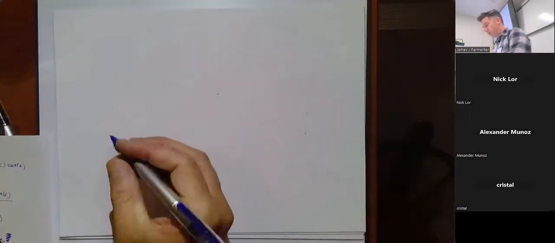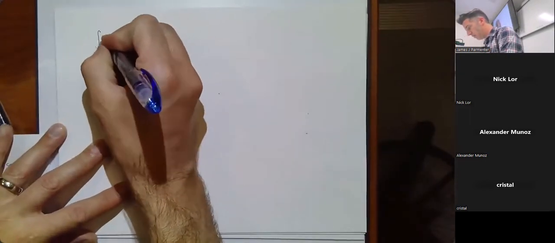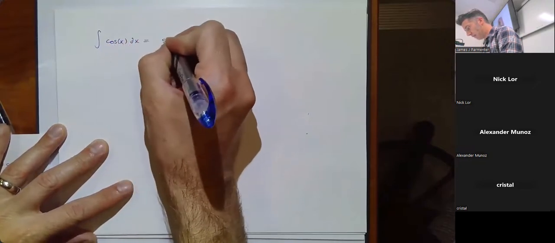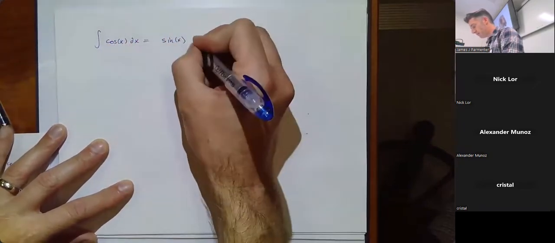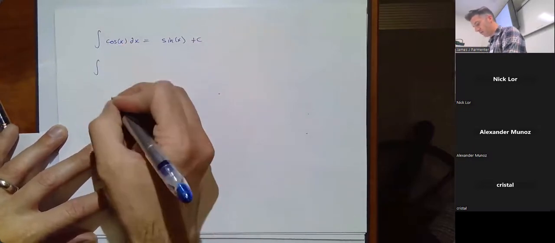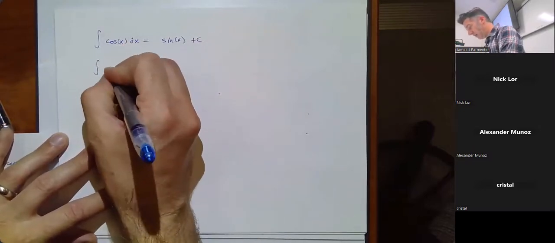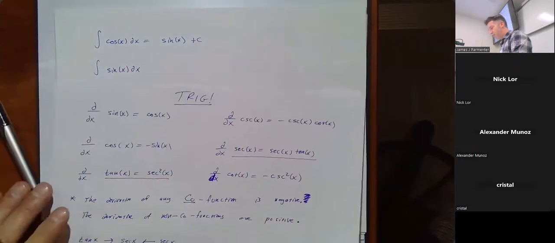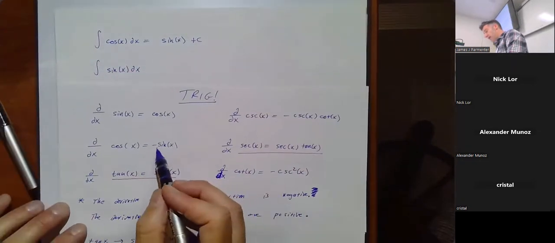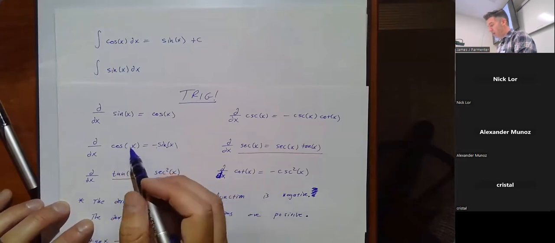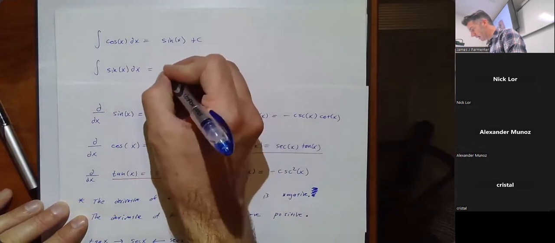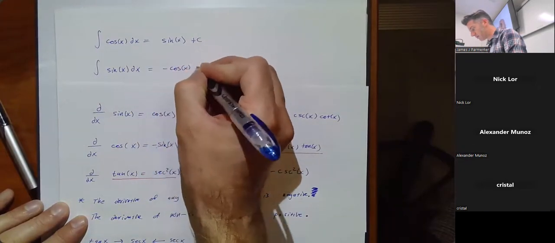So I'm looking at this. I'm saying, okay, well, the antiderivative of cosine of x should be positive sine of x plus c. The antiderivative of sine of x, I'm not going to say the antiderivative of negative sine of x because it's kind of atypical. I know the antiderivative of negative sine of x is positive cosine. So the antiderivative of positive sine is negative cosine of x.